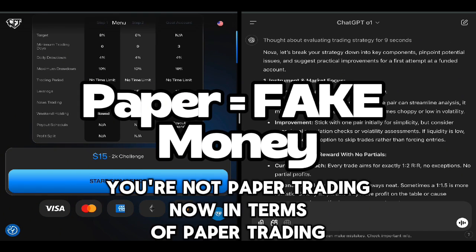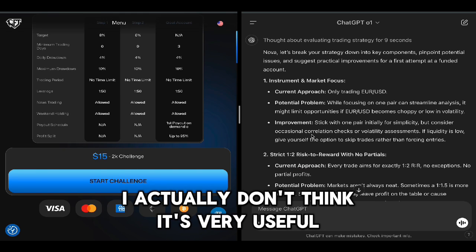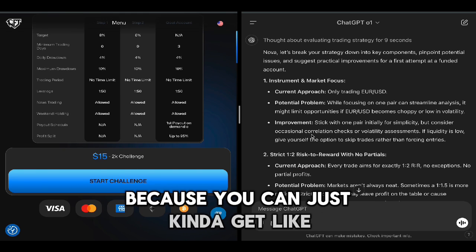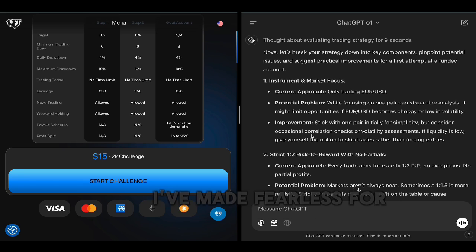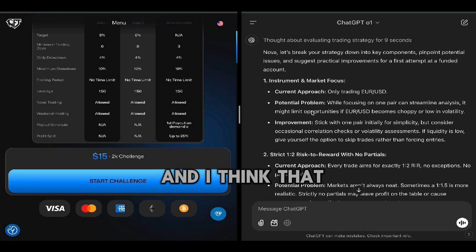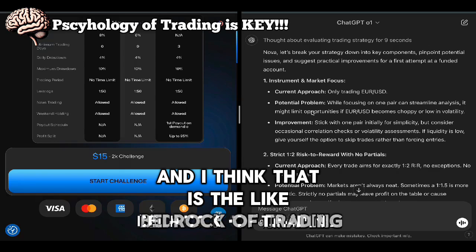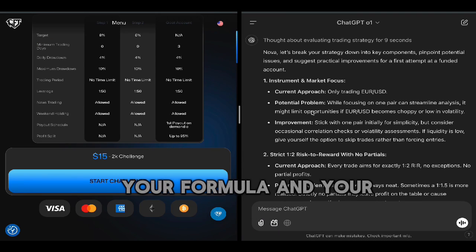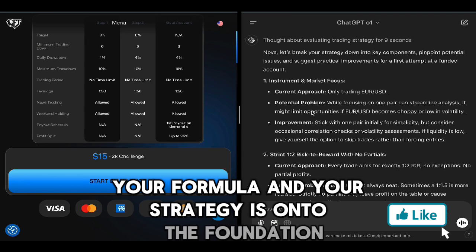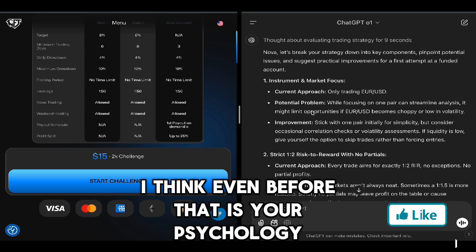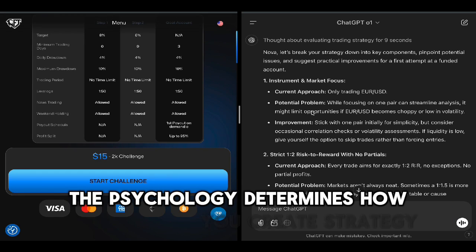In terms of paper trading, I actually don't think it's very useful for a long amount of time, because you can get stuck in paper trading thinking, oh, I've made theoretically this much money, and you're not really considering psychology. And I think that is the bedrock of trading. Your formula and your strategy is obviously the foundation, and even before that is your psychology, because the psychology determines how you create a strategy.